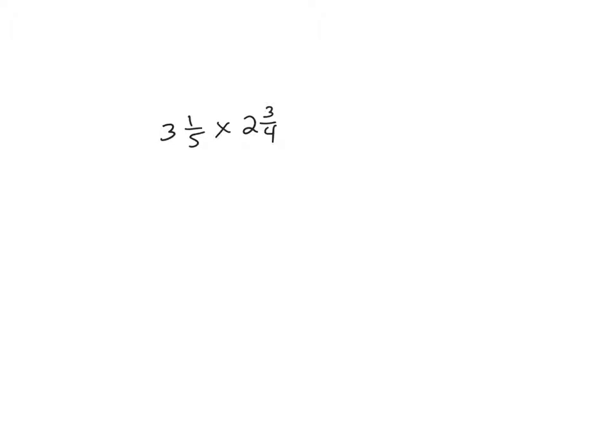Let's do another similar type of problem, a mixed number times a mixed number. I have 3 1/5 times 2 3/4. The first thing I'm going to do is change both of those to improper fractions. So 5 times 3 gives me 15. 15 plus 1 gives me 16. So I have 16 fifths times, and I'll do the same thing with 2 3/4. 4 times 2 gives me 8. 8 plus 3 gives me 11. So I have 11 fourths.